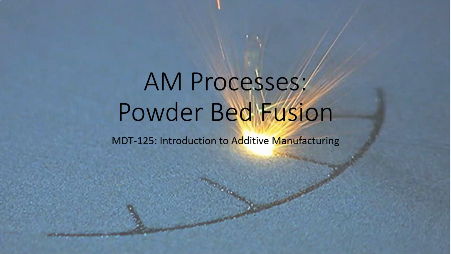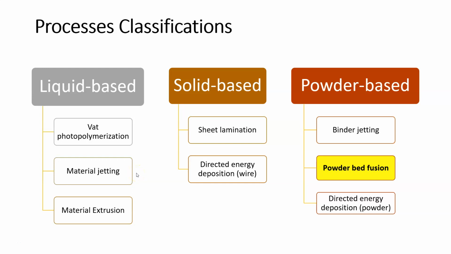The next additive manufacturing process that we're going to look at is powder bed fusion. Powder bed fusion is part of the powder-based categories for additive manufacturing process classifications. Remember that this is the standardized classification system that is being used by the ISO and ASTM right now. So powder-based processes include binder jetting, powder bed fusion, and directed energy deposition in its powder form.